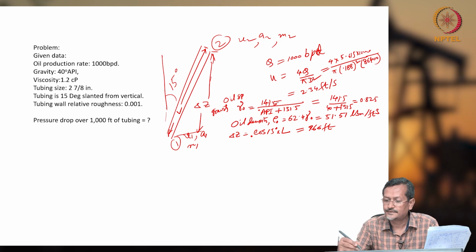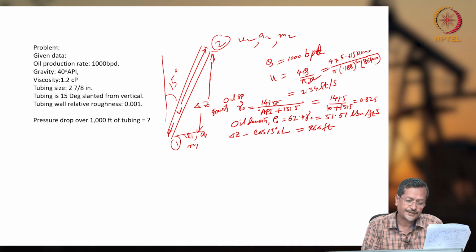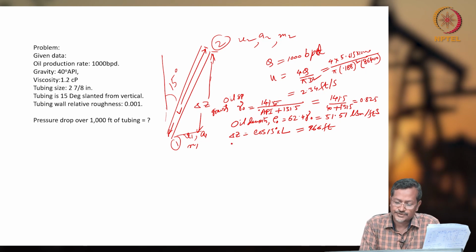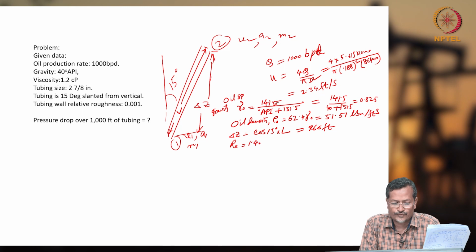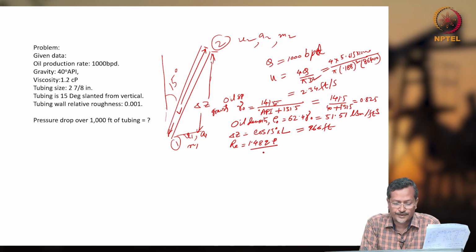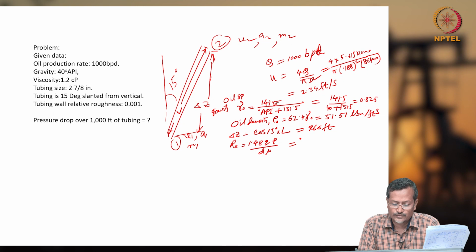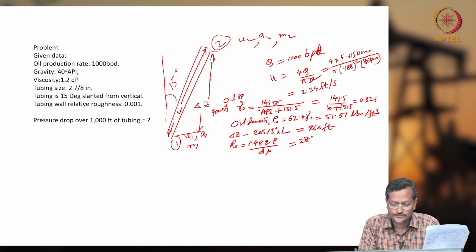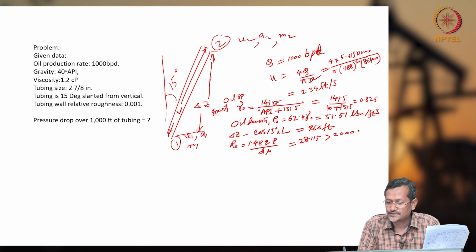Okay, u is there, D is there, and the Reynolds number is 1.48 Q rho divided by D mu. So this will come to 281,000, which is more than 2200. So this is turbulent flow.